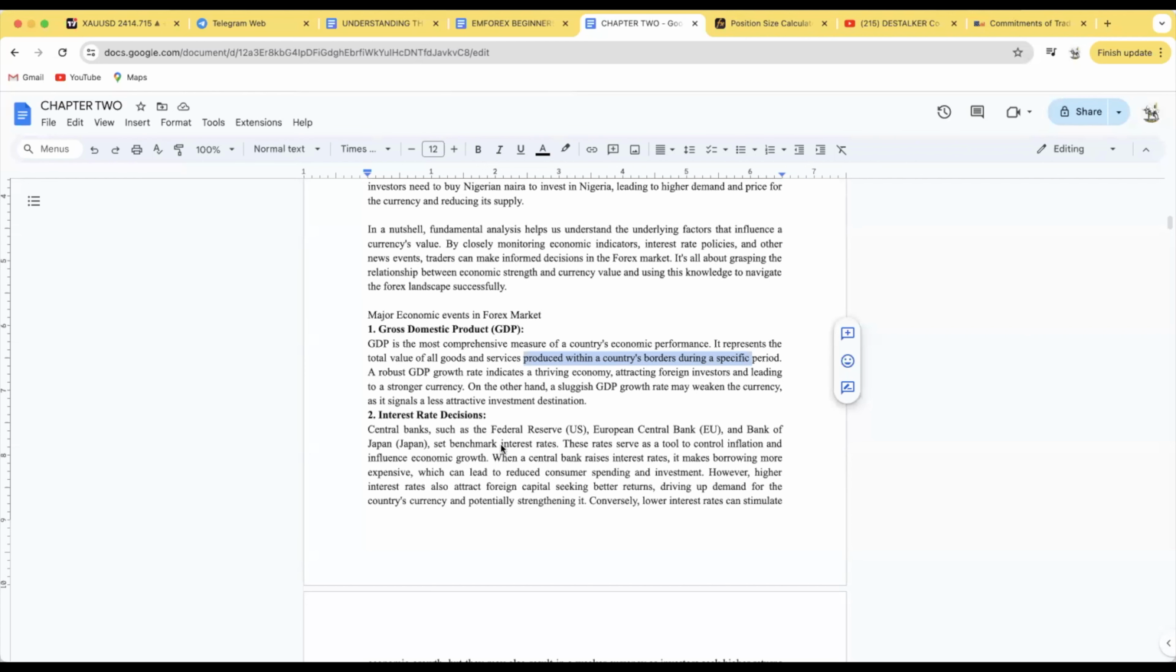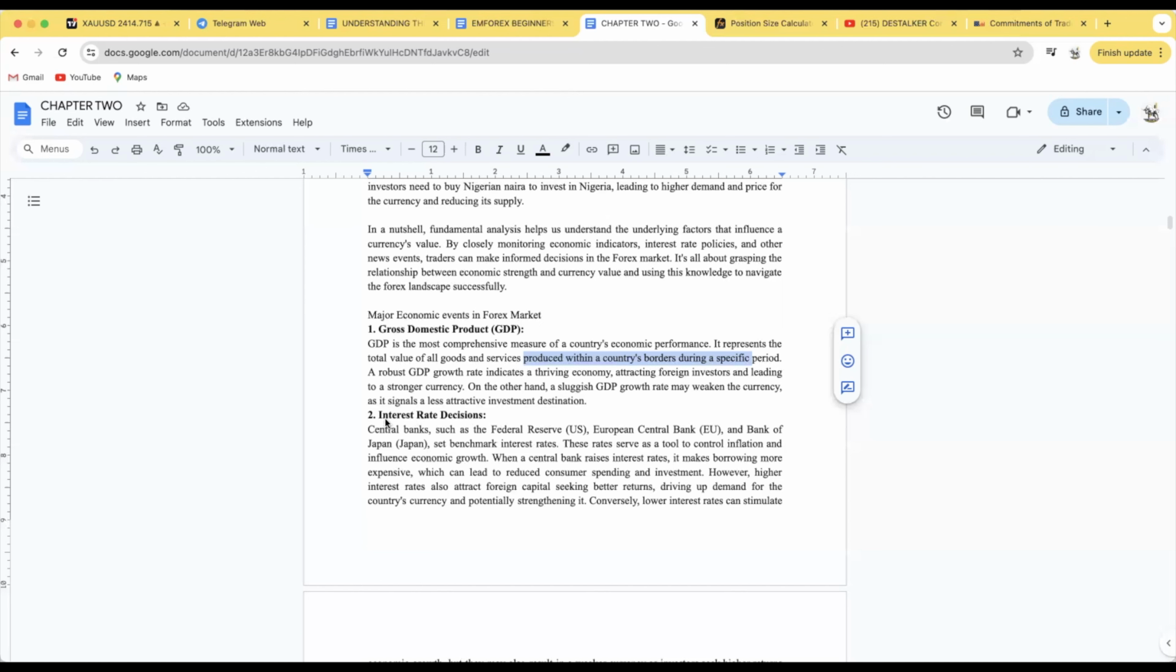A robust GDP growth indicates a thriving economy, attracting foreign investors and leading to a stronger currency. On the other hand, sluggish GDP growth may weaken the currency as it signals a less attractive investment destination. It's just as simple: if your GDP is not growing, then it's falling. You cannot tell me your GDP is stagnant. If it's not going up, it's coming down.